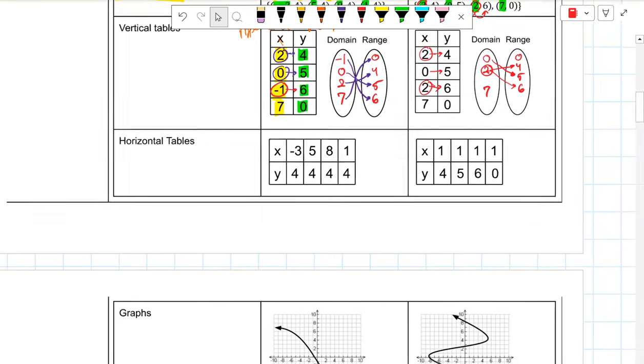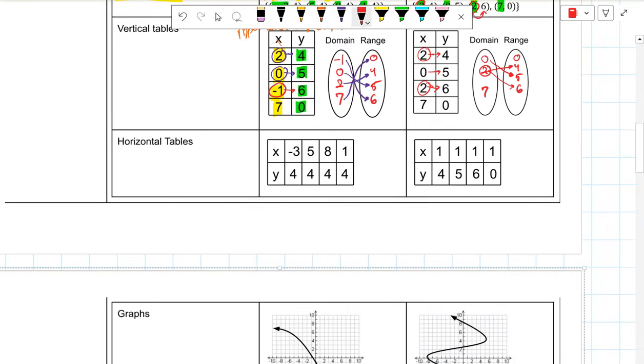Take a look at the horizontal tables. The horizontal tables for a function, you can look at the x values, -3, 5, 8, and 1. There's no repeats there. Now the y's are repeating, but that doesn't matter. So this is a function.